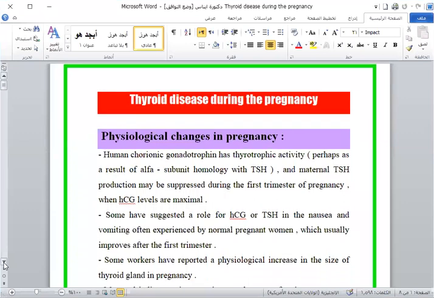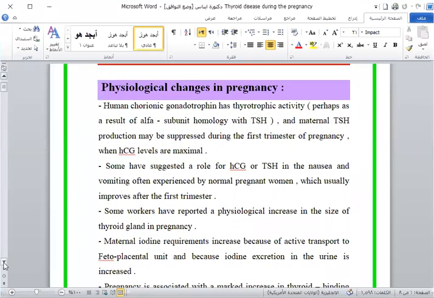اوكي، فإذا شنو الفيزيولوجيكال تشينجز في الـ pregnancy اللي لها علاقة بالثايرويد فانكشن؟ Human chorionic gonadotropin has thyrotropic activity, perhaps as a result of alpha subunit homology with TSH. يعني بيتا HCG الألفا subunit مشابه للـ TSH, and maternal TSH production may be suppressed during the first trimester of pregnancy when HCG levels are maximum.